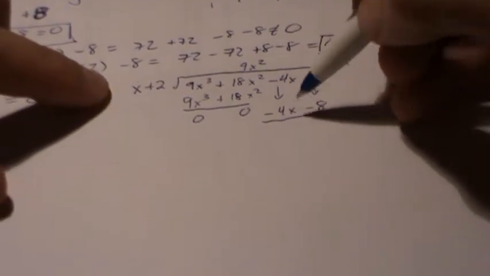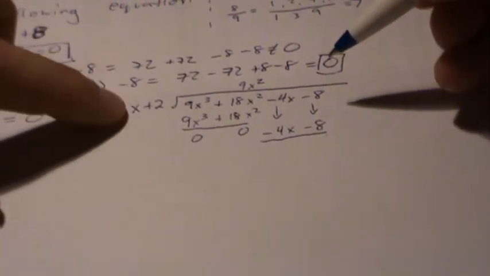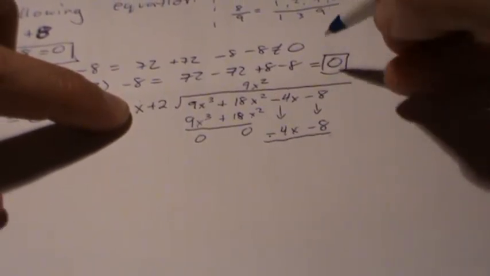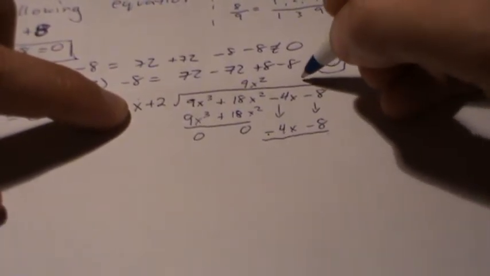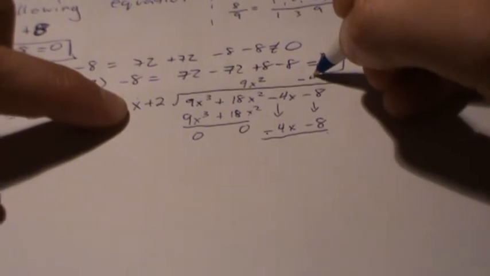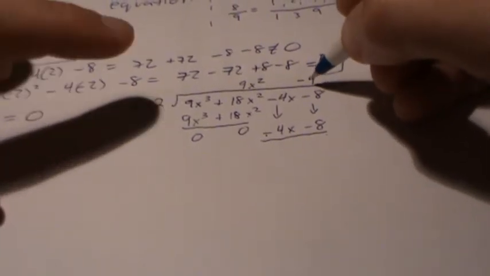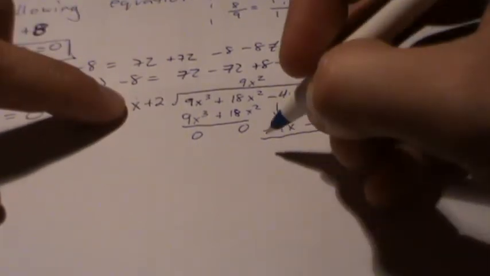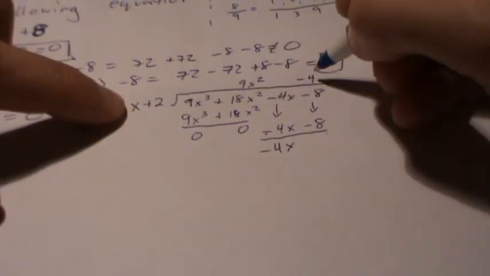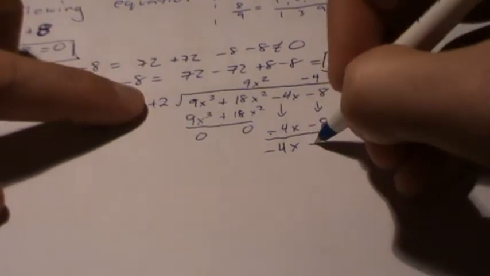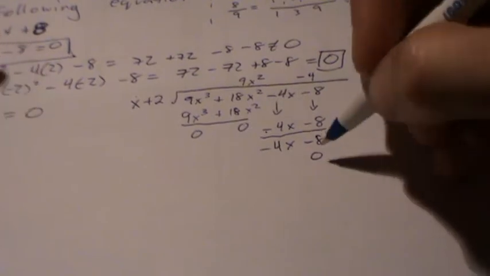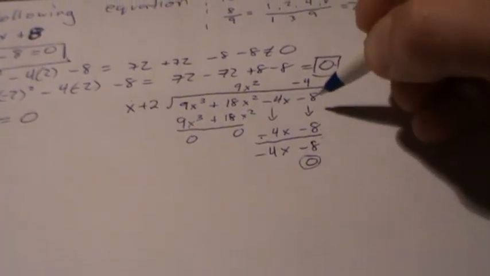And so what do I need to multiply the x by in order to get a negative 4x? It looks like I just need to multiply it by a negative 4. Negative 4 times x is a negative 4x. And negative 4 times 2 is a negative 8. And sure enough, we do get the 0 that we need, because remember, if it's a 0, we should get a 0 as our remainder.